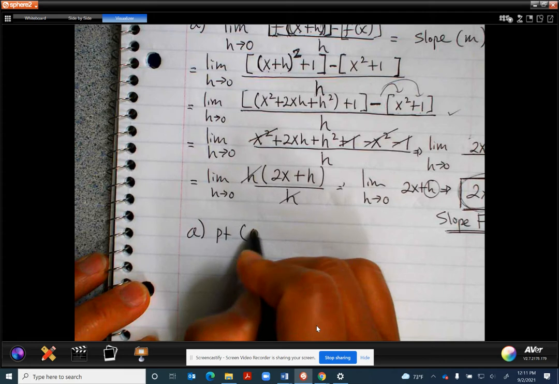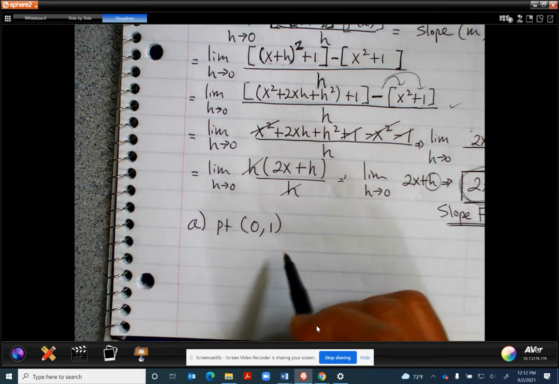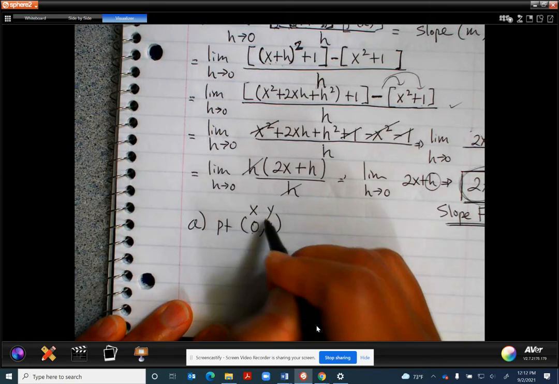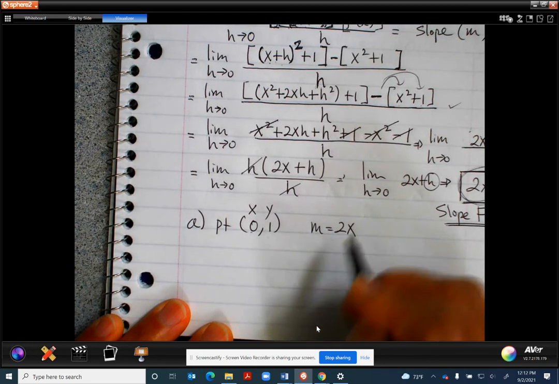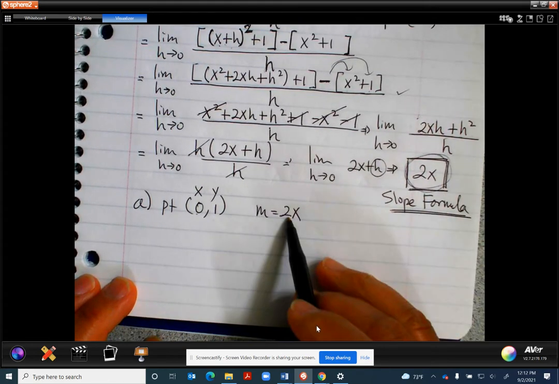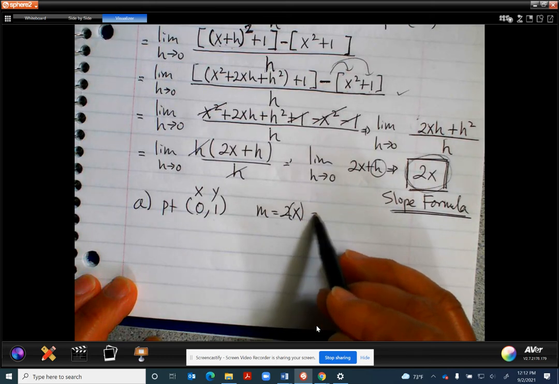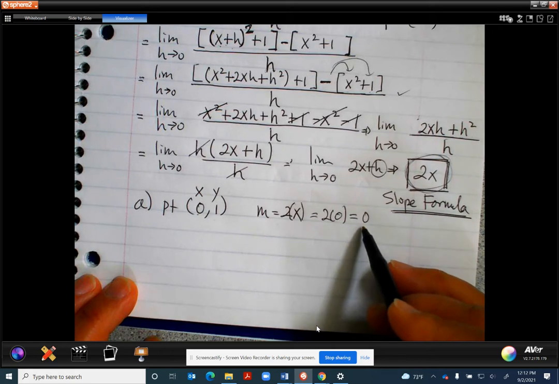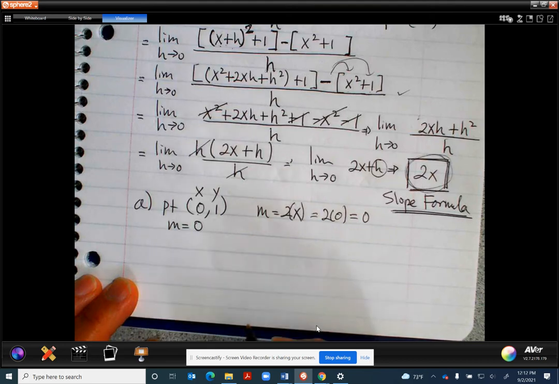Point at 0, 1. Stay with me. Don't copy. Just stay with me. So remember, 0, 1 is representing x and y. You understand that? So my slope is not 2x. Even though it says my slope is 2x, it is not 2x. What do I need to plug into there? 0. 2 times 0, which will give you 0. That means you have a slope of 0.